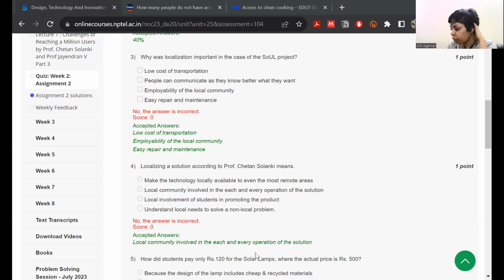So because there was no continued support for repair and maintenance of the lamps which were available in the market, none of these solar lamps available in the market could be used as a solution for this particular problem. Where the, what was the problem?